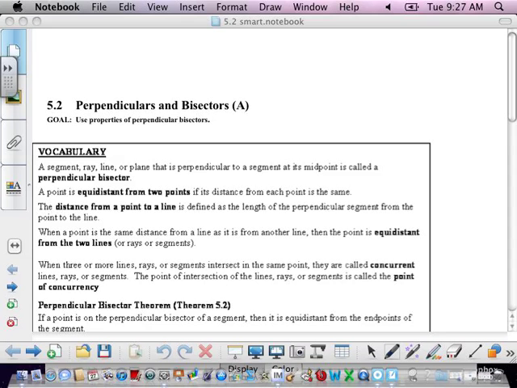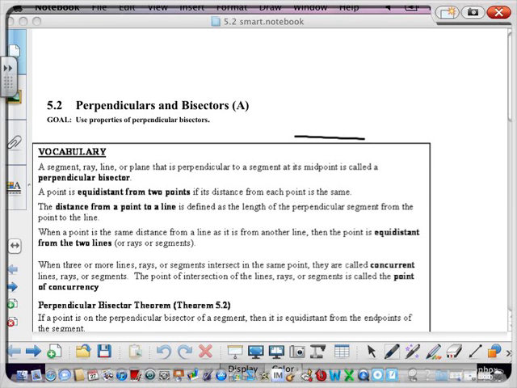So, a segment, ray, line, or plane that is perpendicular to a segment at its midpoint is called a perpendicular bisector. So let's break this down. We know that we're cutting something in half because we've got that bisector at its midpoint. If I cut this at its midpoint, both of these are congruent, correct? We know it's perpendicular, so we've got the perpendicular sign here.